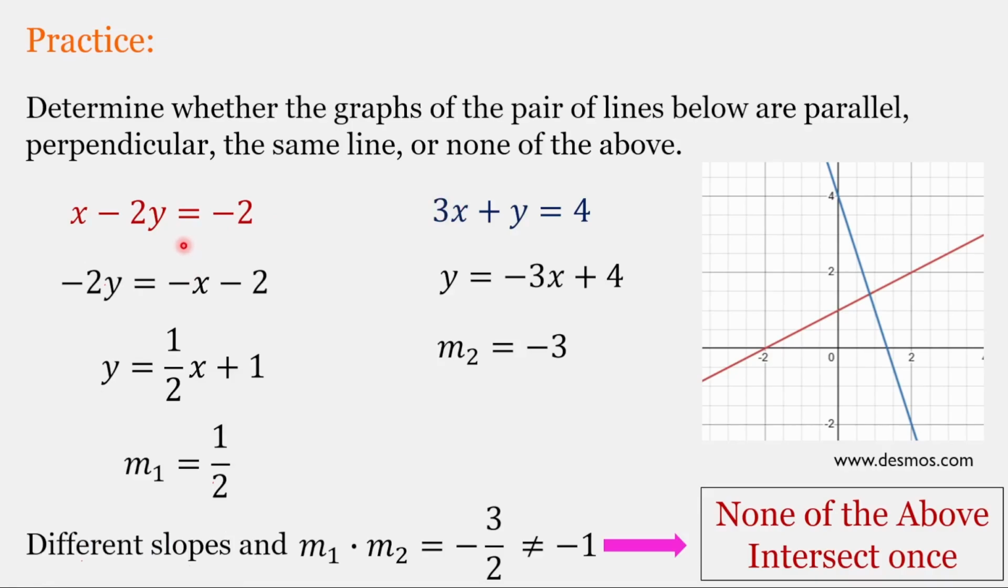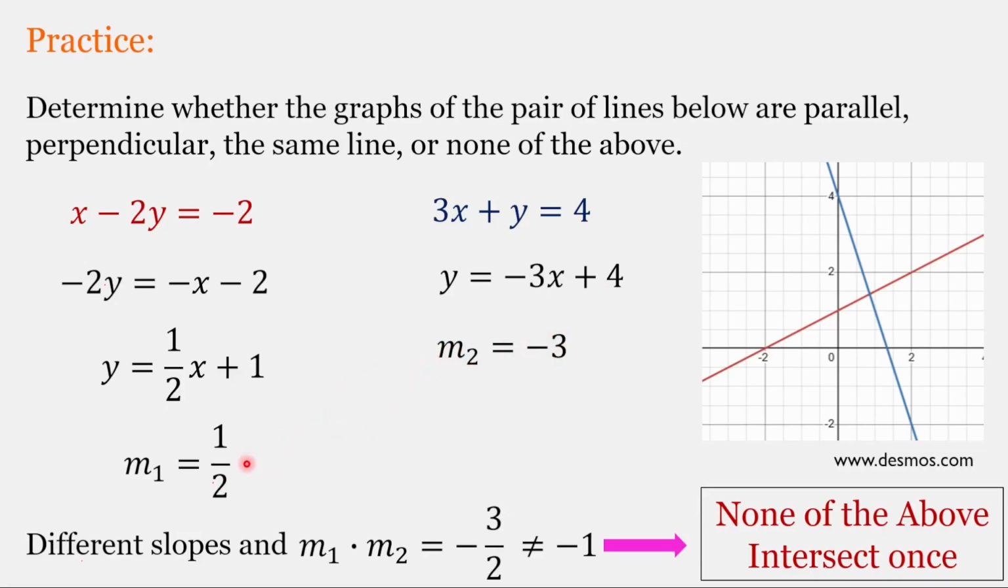For this second problem, both of these equations are written in standard form. So the first step will be to convert both of them into slope-intercept form so that we can find those slopes. For the first equation, we end up with y equal to 1/2 x plus 1, giving us a slope of 1/2. For the second equation, we have y equal to -3x plus 4. So our slope is -3. We have different slopes, so that means these lines are going to intersect each other.